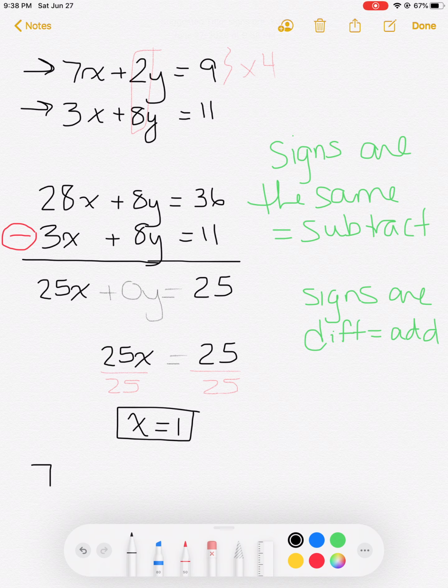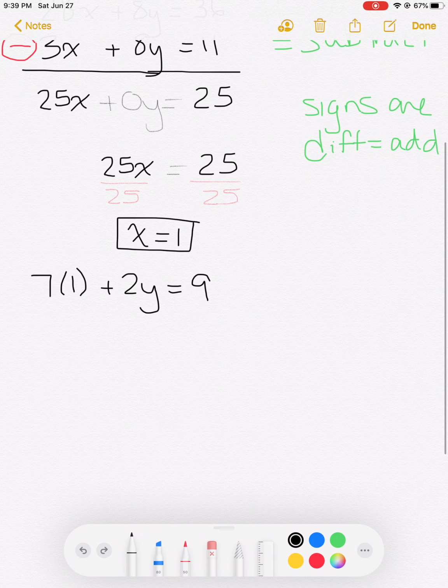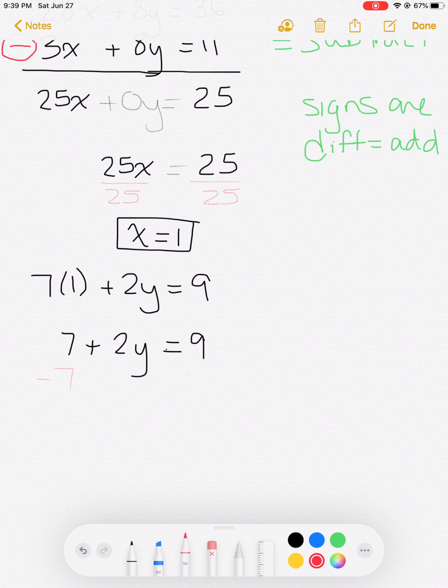So I'm going to do 7 bracket 1 plus 2y, which is equal to 9. Oopsies. 7 plus 2y is equal to 9. I have to get rid of my 7. Divide by 2. Y is equal to 1. So it looks like here that my point of intersection is 1, 1.